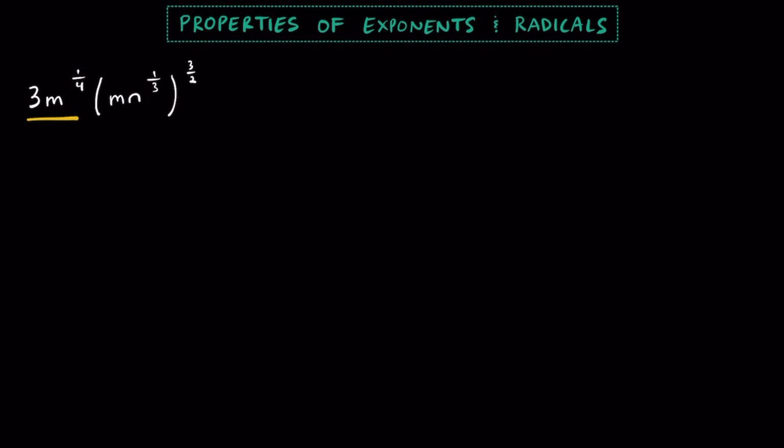Keep in mind that inside the parentheses, we have two bases. We have m to the first power and we have n to the 1/3 power, so there's technically two bases there. Now, I know this isn't technically distributing, but some people like thinking about it this way, so we can give this 3/2 power to both of these bases inside, right? That power of a power property means that we can go ahead and do that. So I'm going to go ahead and take that 3m to the 1/4 power and leave it alone in front.